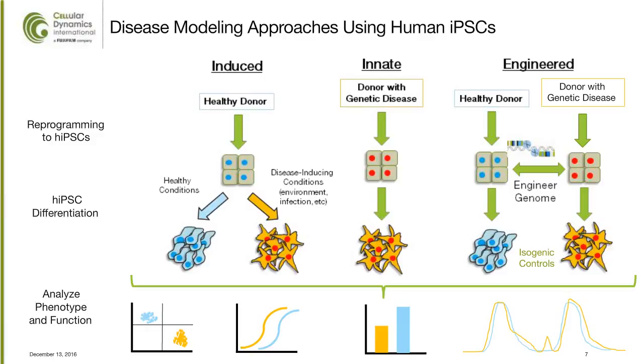Another process, which Dr. Feaster will present on in a bit, is the innate, where we can take samples from a donor with a genetic disease, differentiate these iPSCs using the regular differentiation protocol, and compare them to the wild-type healthy control samples. Collectively, this is how CDI can leverage iPSC technology to advance personalized medicine.